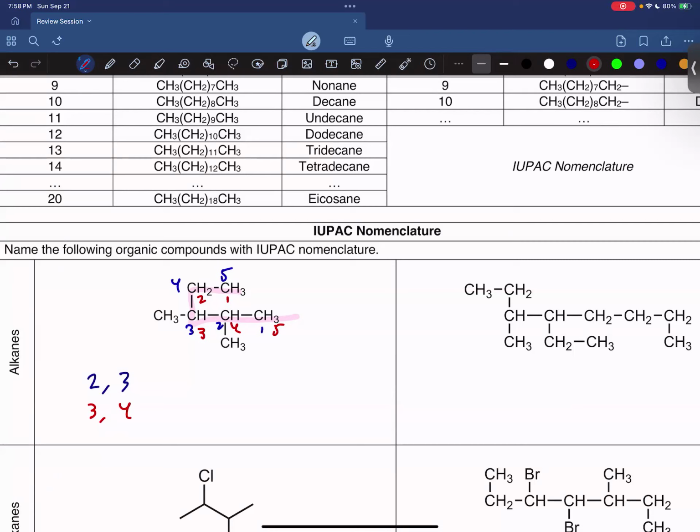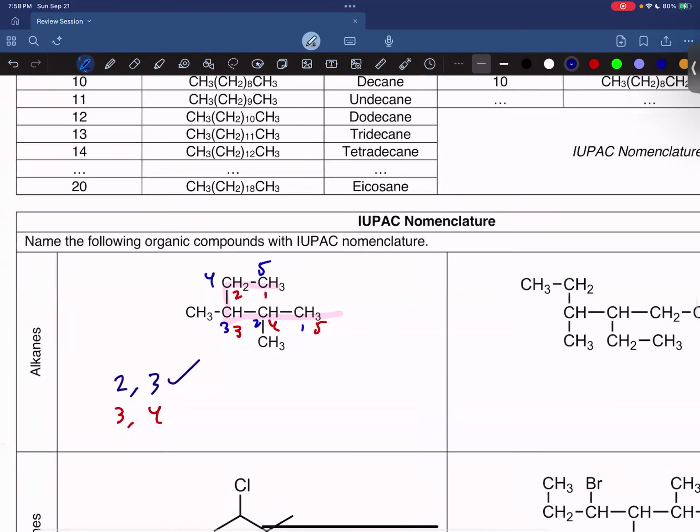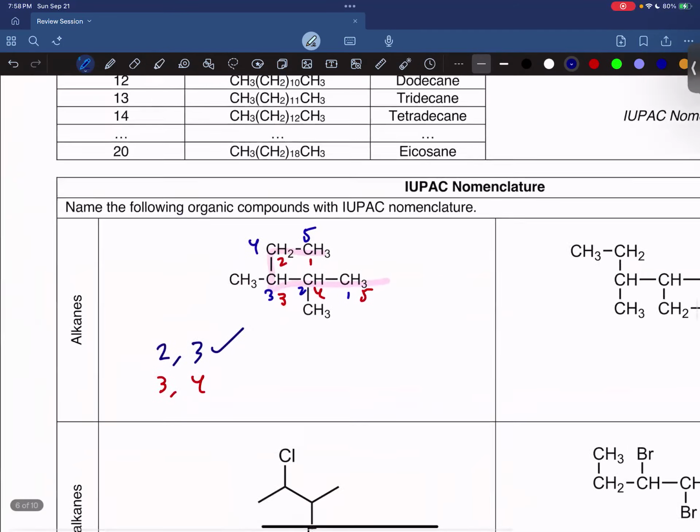Is blue or red, which one contains the lower number? Yes, you guys are right. The blue one, perfect. So we're going to go down the blue numbering because we don't have a functional group. There's no priority going on. They're both methyls for the branches. You want the lowest number, period, on that. So that's the branches we're going to use.